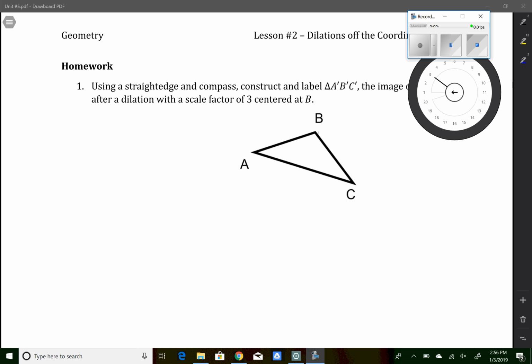So today in class we learned that there's a couple different ways that we can dilate a figure when it's not on the x and y axis. So the first one here has us go through and use B as the center of dilation. Now, if B is the center of dilation, that's fine, right? That just means that we're going to kind of expand from B.